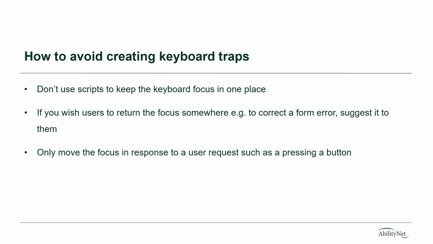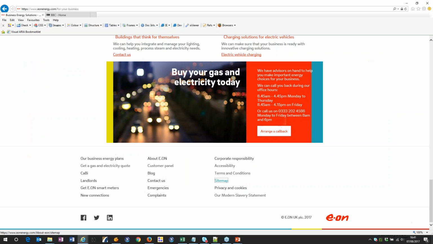If you're moving the focus in response to a user request, such as pressing the submit button on a form, which then detects errors and moves the focus to one of the fields that's in error, that is perfectly acceptable, and that's a fairly common use case. So if you move the focus in response to a user interaction, that is acceptable because users will be expecting something to happen. So how can you test this?